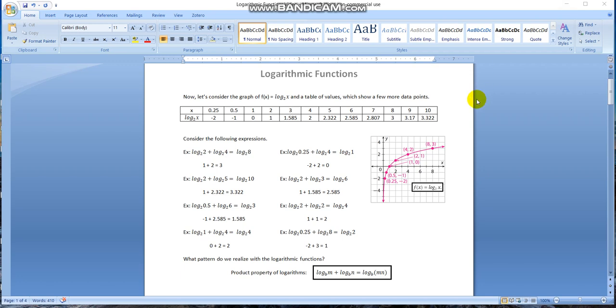Hello. Okay, so I'm going to record the third part of this video. So now this is a little bit tougher, not too much harder though. But what I did here was graph this function, log base 2 of x. That was from the example from the first video, actually.